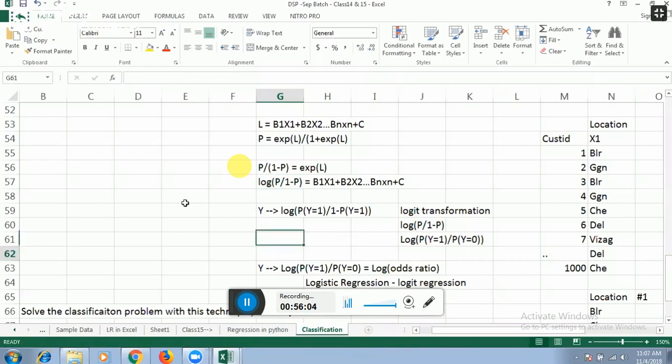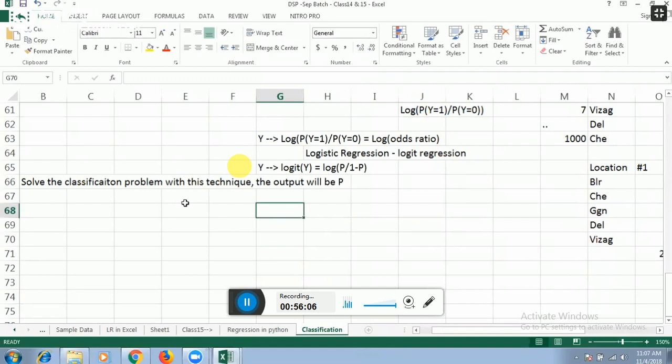Here, generally the method we use is MLE, which is nothing but maximum likelihood estimation. MLE is the method we use, maximizing the likelihood. The cost function is the log likelihood ratio.